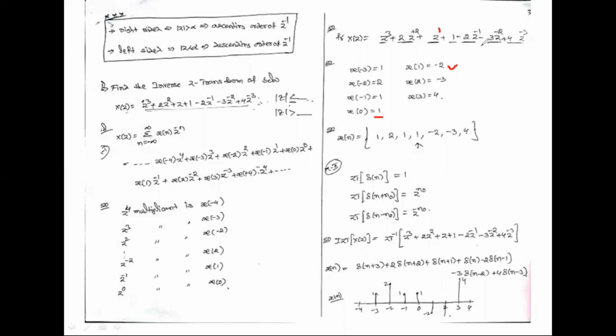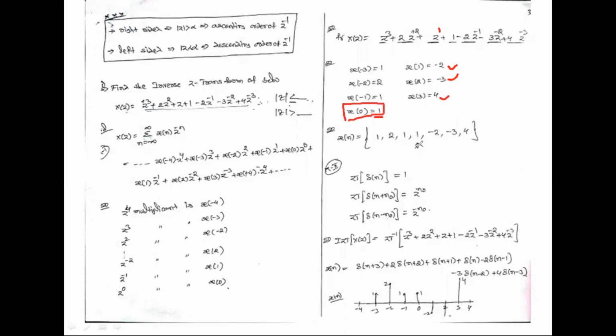And z power minus 2 coefficient is minus 2, my students. Z power minus 2 coefficient is x of 2. That is, x of 2 is equal to 3. And z power minus 3 coefficient is x of 3, that is 4. So we got the sequence 1, 2, 1, and the 0 value you can represent in that sequence as an arrow mark. So the sequence is 1, 2, 1, 1, minus 2, minus 3, and 4.